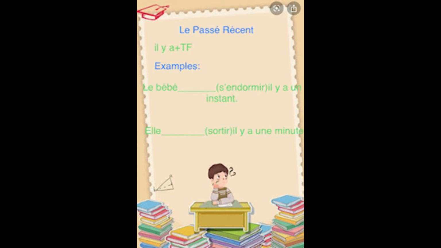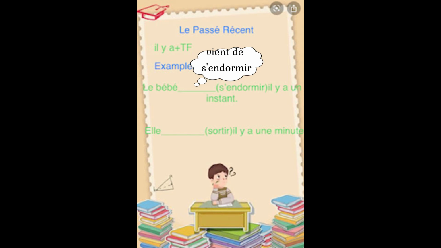The next tense is the passé récent tense. It is used in a sentence in which il y a plus a time factor is given. Now let's take a few examples. The first example is "Le bébé il y a un instant." The verb is s'endormir. So we will use the passé récent tense and it will be written as Le bébé vient de s'endormir il y a un instant.